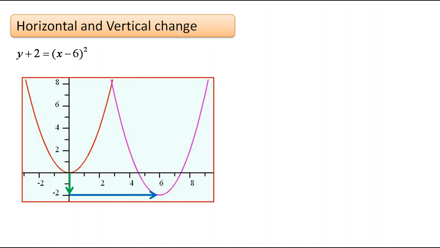So this graph is shifted to the right 6, and down 2, resulting in a new vertex of (6, -2). Notice the shape of the parabola is exactly the same between the red parent function and the pink translated function. The shape is not changing at all. We're just simply sliding the exact function up and down, left and right.